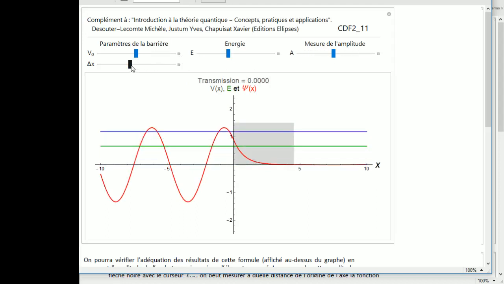The amplitude doesn't really matter here. This time we have not an infinite barrier, so it's not from 0 to plus infinity. It's from 0 to delta x, which is very short. It must be short to have tunneling, so you have a small distance, not infinite. You have your wave as usual, and when it reaches this part, it decreases because it loses energy.